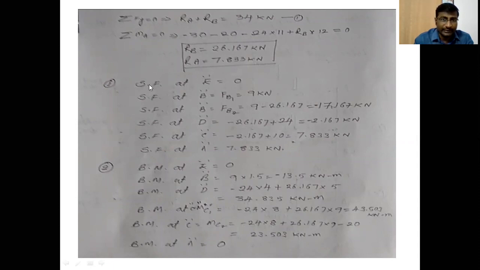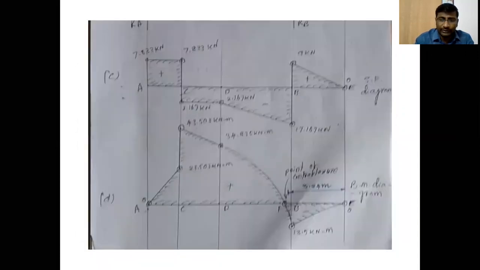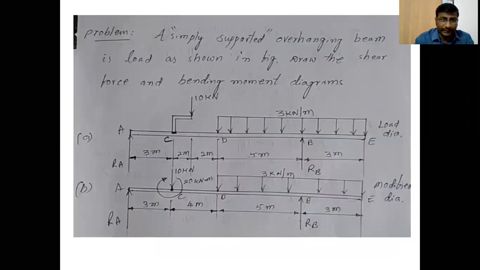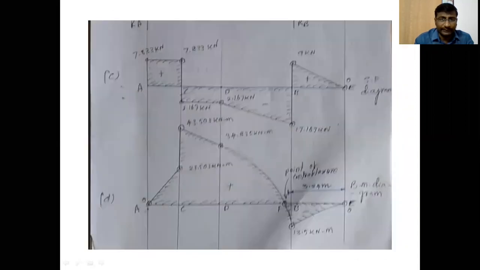Clear, students? These are the shear force values at different points. By using these shear force values, we can draw the shear force diagram. So, first of all, how to draw the shear force diagram? I already did here. This shear force and bending moment diagram must be below the load diagram. You must draw the vertical lines from every point, A, C, D, B, E, and draw the shear force below the load diagram. Draw the horizontal baseline, A to E, for the shear force diagram.